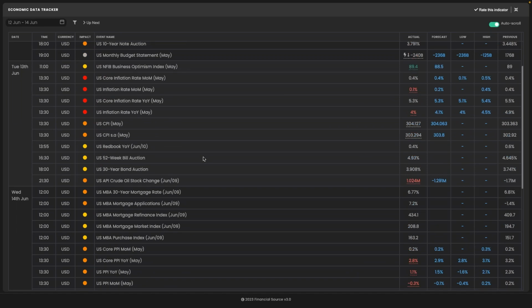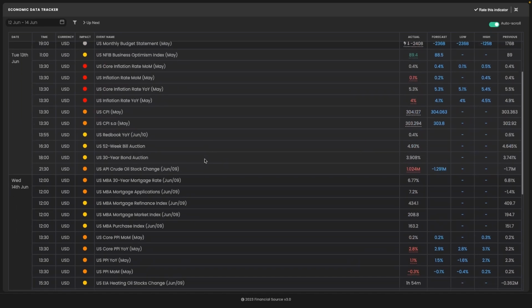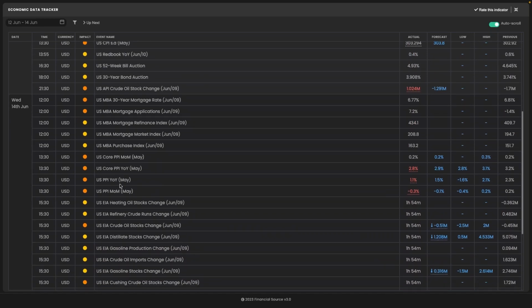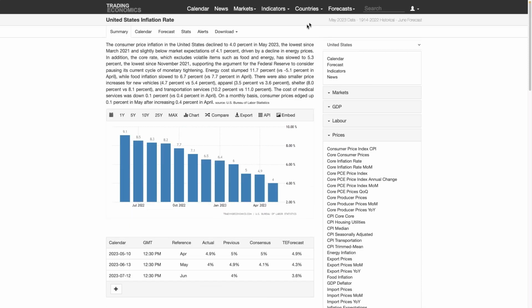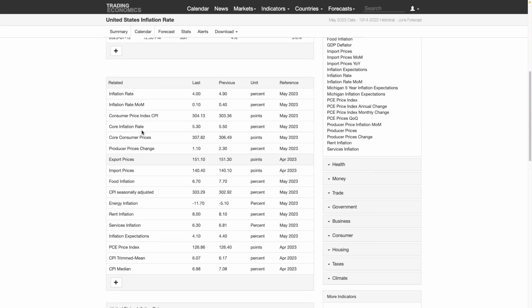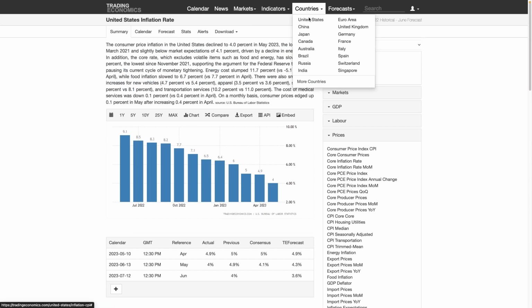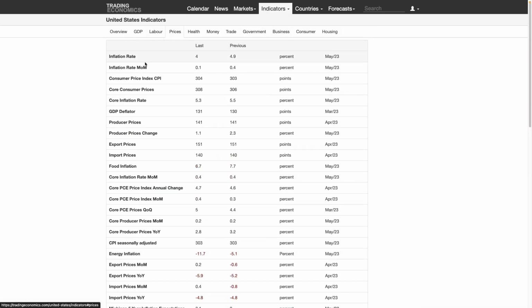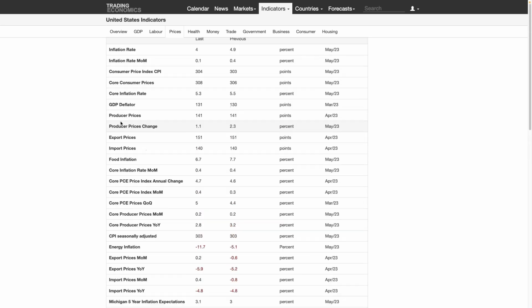Now, here's where it gets interesting. We've just had the PPI print out, and look at this. PPI year on year, falling 1.1%, down from the prior of 2.3%. So what does that show us? Again, it shows us that producers are starting to pay less for their goods. Producer price inflation is falling, an excellent indicator.